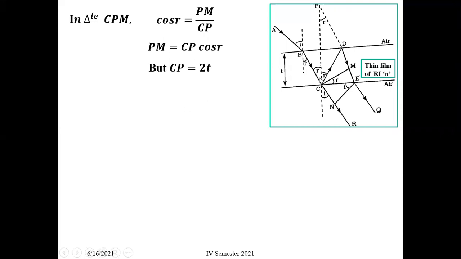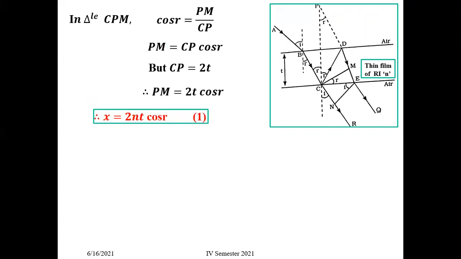So t is the total thickness of the air film. The total distance CP is 2t. Therefore, PM is equal to 2t cos r. Then the optical path difference x is equal to 2nt cos r. Just mention it as equation 1: x is equal to 2nt cos r. This is the path difference between the light rays in the transmitted system, that is CR and EQ.